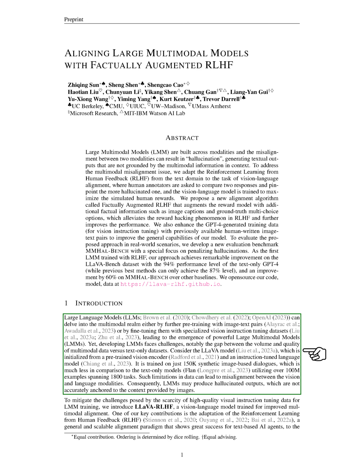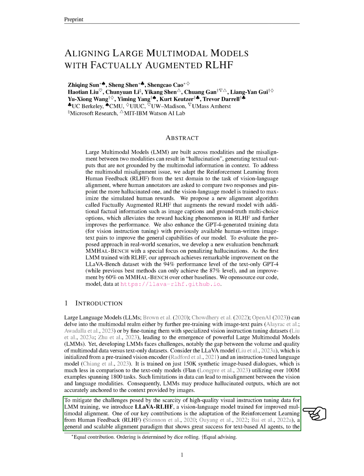One of the main issues is the disparity between the amount and quality of multimodal data compared to text-only data. For instance, let's look at the LLAVA model. This model is built from a pre-trained vision encoder and a language model that has been fine-tuned with specific instructions. It's trained on only 150,000 synthetic image-based dialogues. This might sound like a lot, but when you compare it to text-only models like FLAN, which uses over 100 million examples across 1,800 tasks, it's quite small. This lack of data can cause a misalignment between the vision and language modalities. As a result, LMMs might produce outputs that are not accurately tied to the context provided by images.